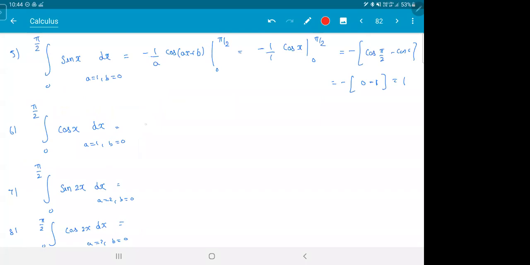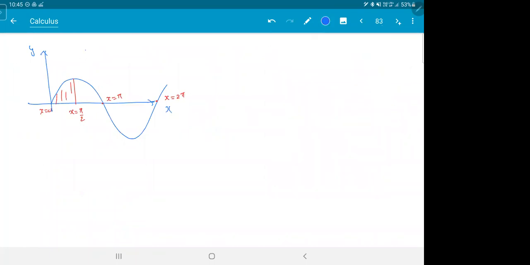Next one. This is again plus 1 by a sine ax plus b, 0 to 90. So this is 1 sine x 0 to 90. You got sine pi by 2 minus sine 0. That's 1 minus 0. That's still 1. That is this graph. This is the y is equal to sine x. This is the second one.